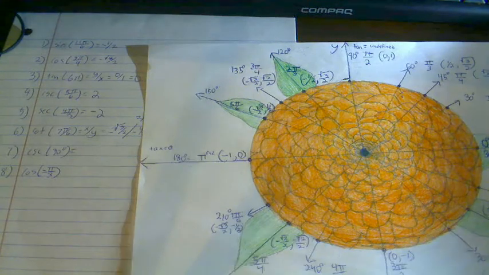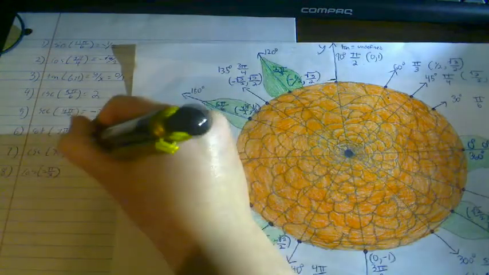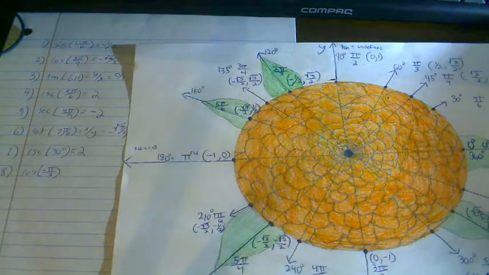Sine is the y value. So the y value over here is 1/2. So the cosecant of 30 degrees is 2. The inverse gives us 2 over 1, which is 2.